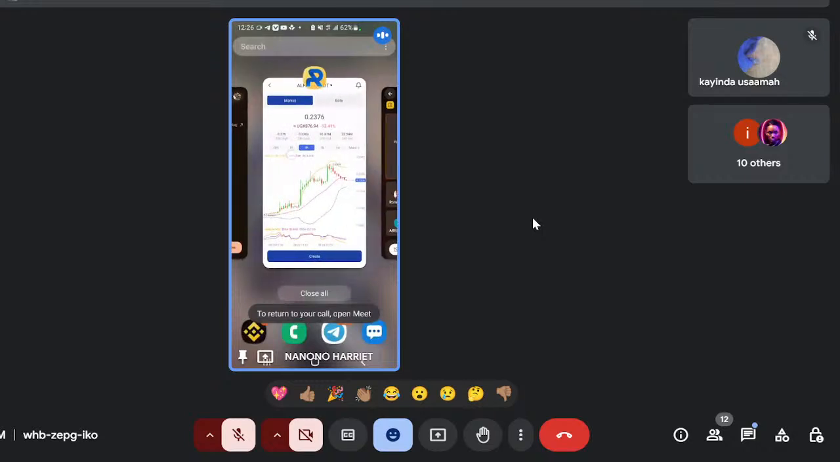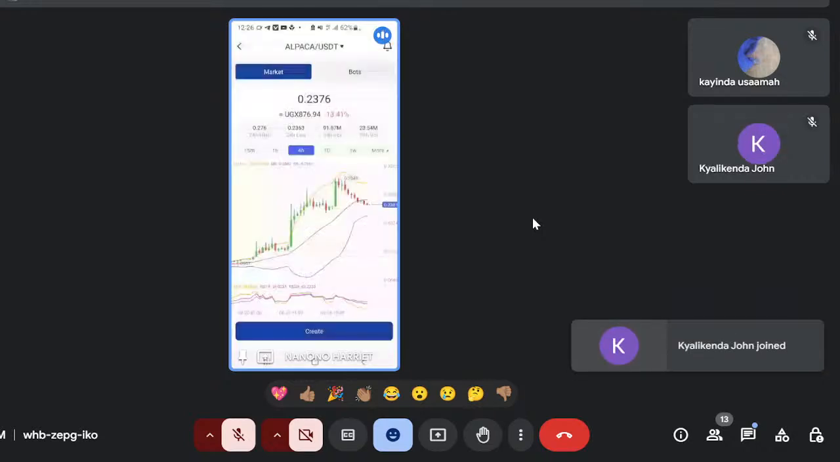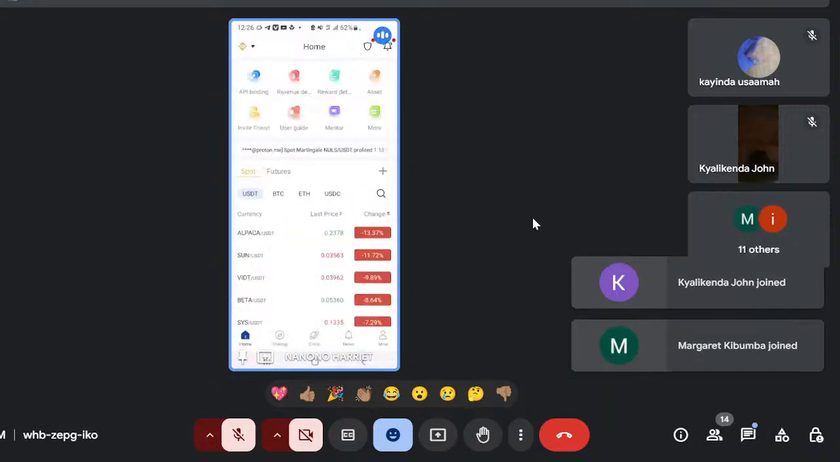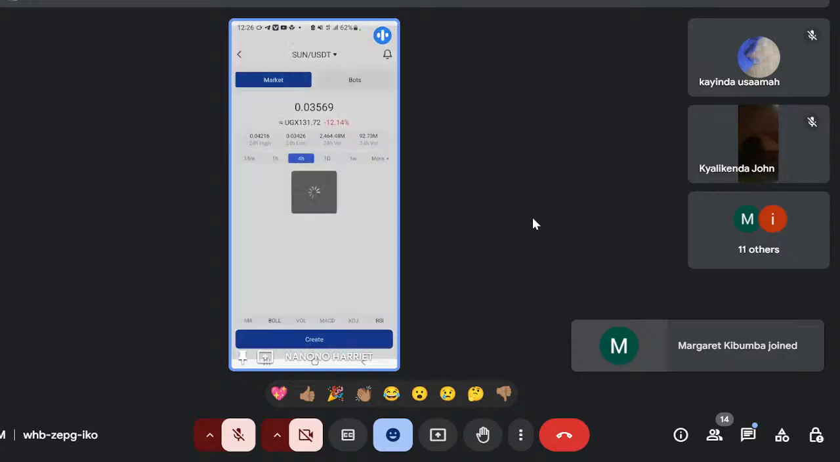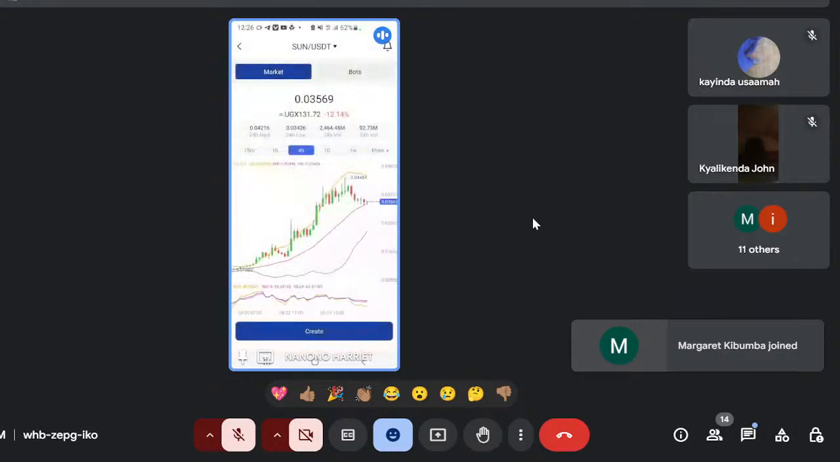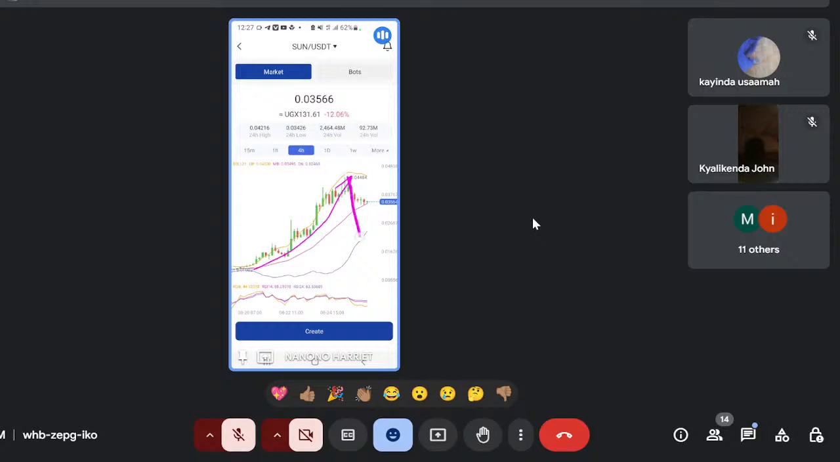I'm here. So, which means if we are to look for a coin to trade, Alpaca is not good, however much it is the worst performer. Now let's look at Sun. Is Sun good to take? Again, Sun is not good. Why? It has been performing for the last 2-3 days or a week, meaning it has to first retrace 50%.